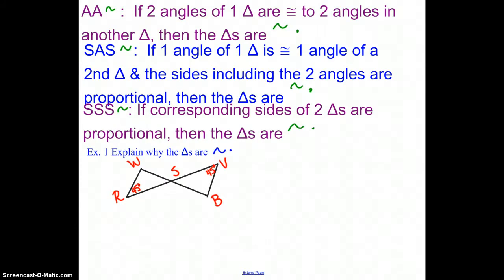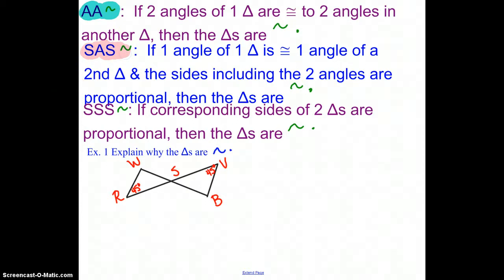Now one of these is really brand new to us, this angle one, because that never was something that we talked about as far as congruency at all. So if 2 angles in one triangle are congruent to 2 angles in another, then the triangles are similar. Okay. Now one of the other ones that's here is side angle side.